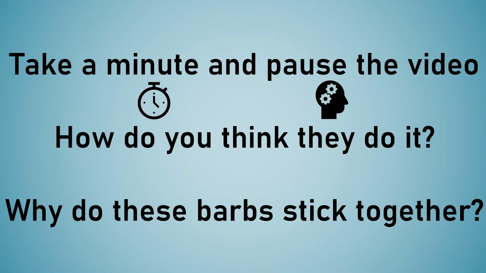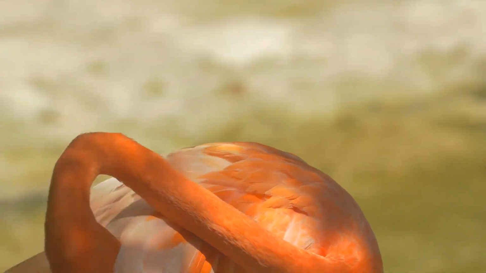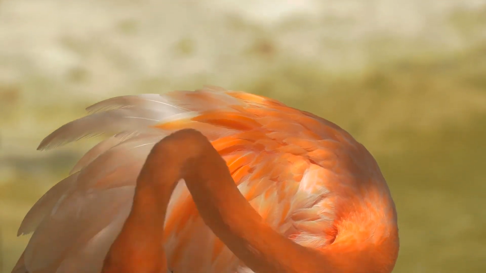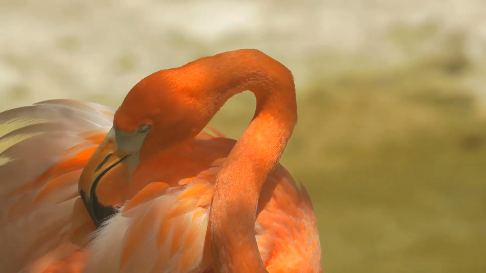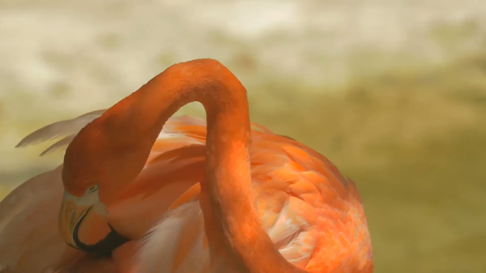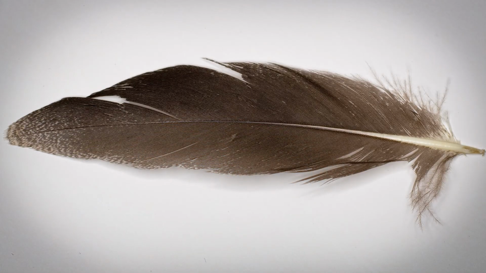So, knowing that contour feathers are more rigid, and that they constitute flight feathers and tail feathers, I want you to take a moment to think why these small little barbs stick to one another. Have you ever seen a bird preening like this flamingo? Well, they're not just cleaning themselves, but also realigning their contour feathers to get the barbs to stick together. So why is this important?